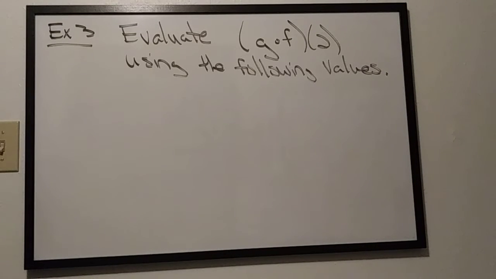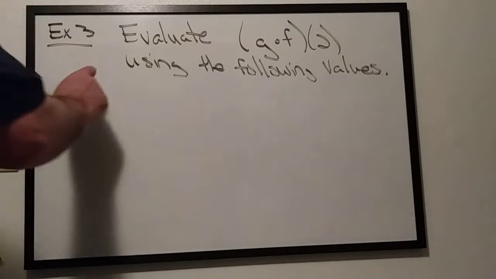So now we're ready for example 3. As you look at the directions for example 3, they say evaluate G composed with F of 2 using the following values. Not rules, values. So that means that unlike example 1, where they told us that G of X was equal to something and F of X was equal to something, this time they're only going to give us numbers. So how in the world are they going to give us just numbers? The answer is they're going to give us an XY table.